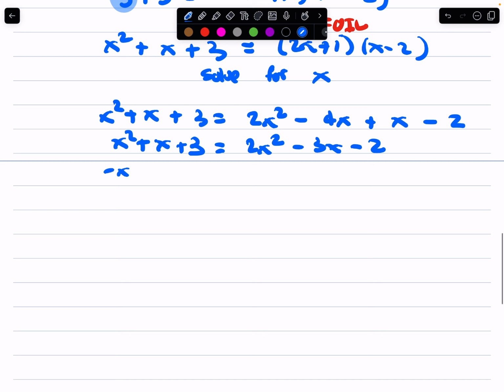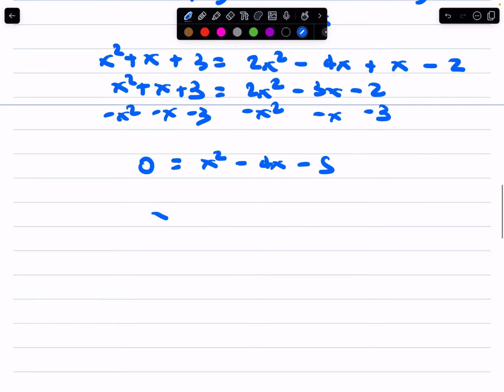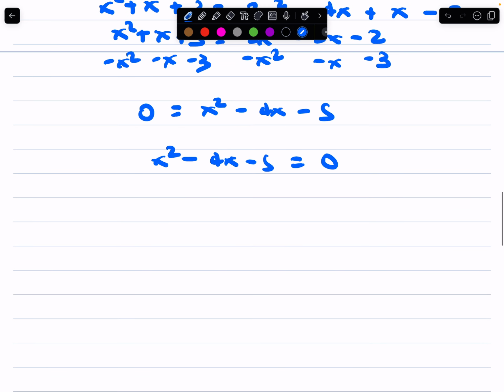Okay, subtract x squared, subtract x, subtract 3, we get 0 equals x squared minus 4x minus 5. So using beginning algebra to solve a quadratic. I like putting my 0 on the right side. So we're going to factor.